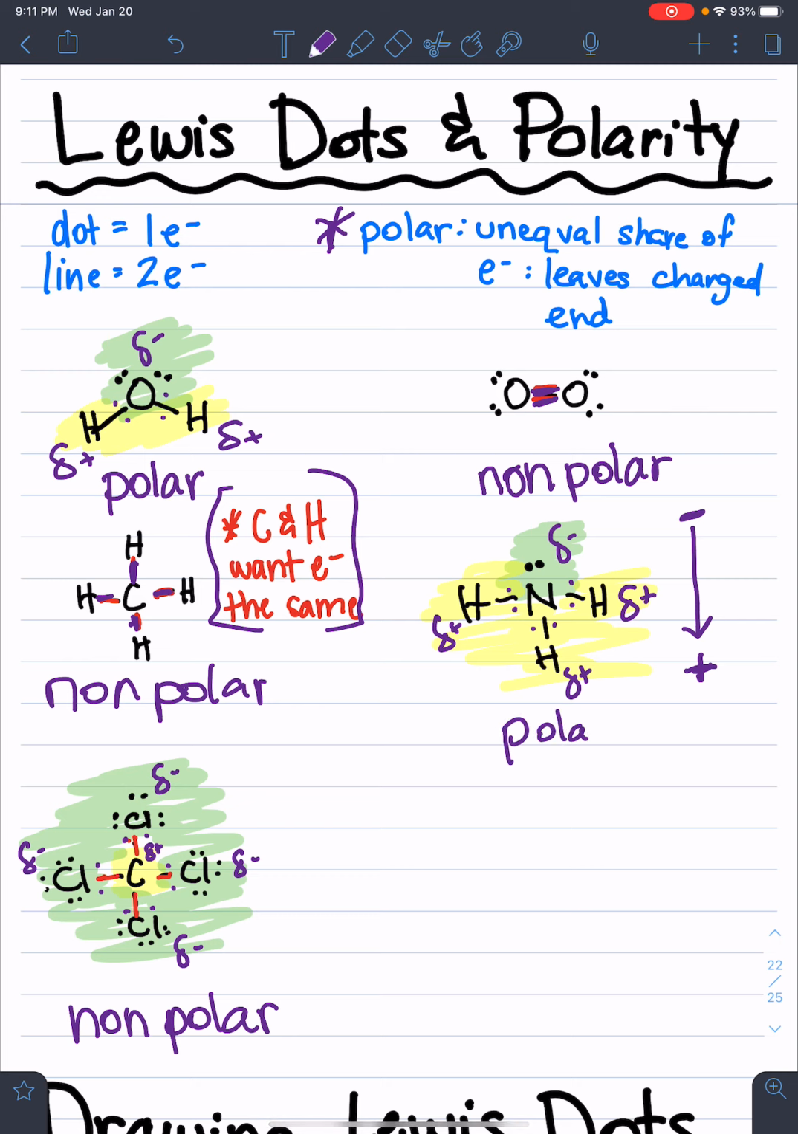So hopefully this helps you figure out your homework, the polar and non-polar section. You just kind of have to think about if there's an end that is going to have a stronger density of electrons by it.